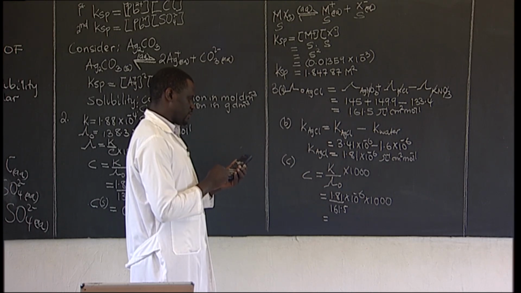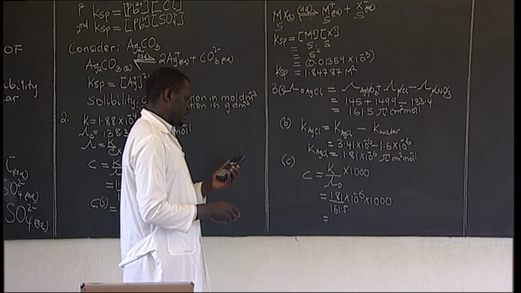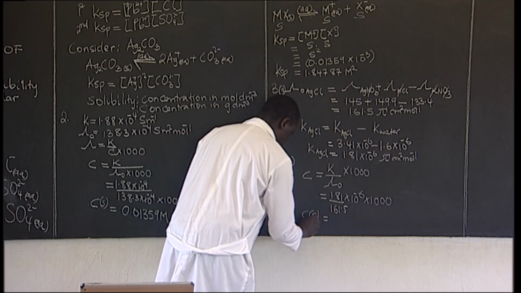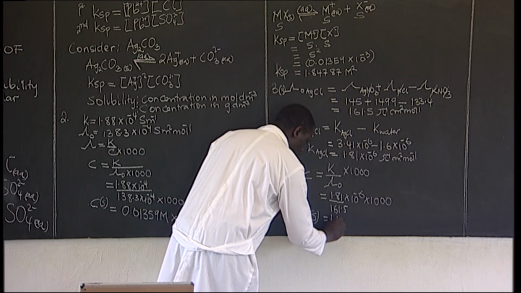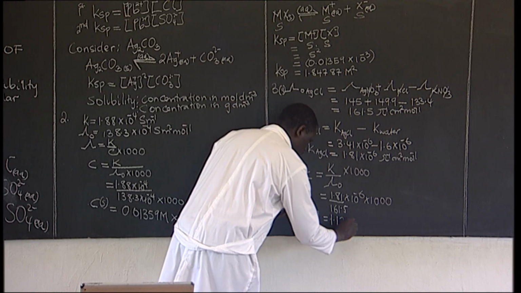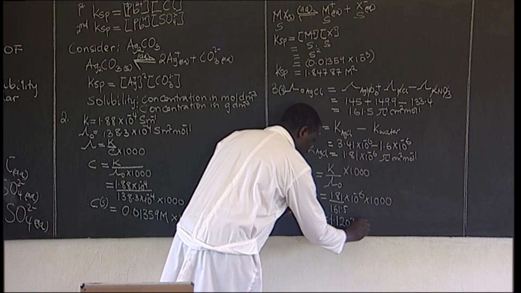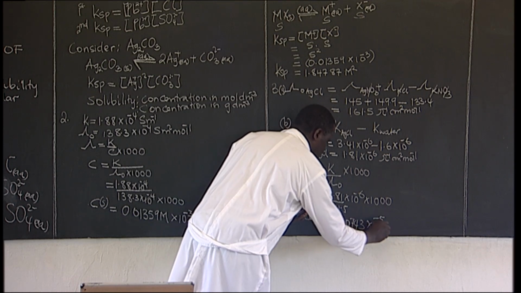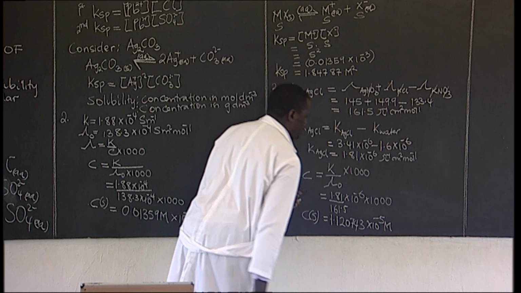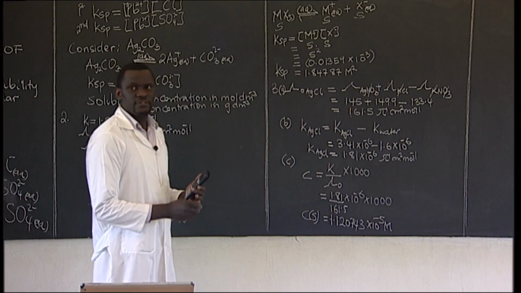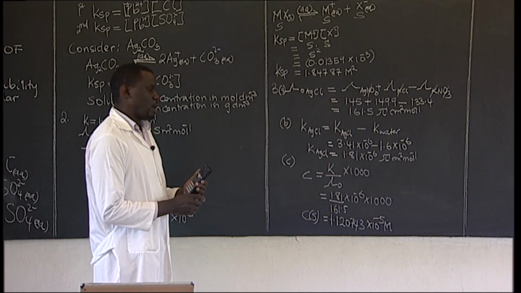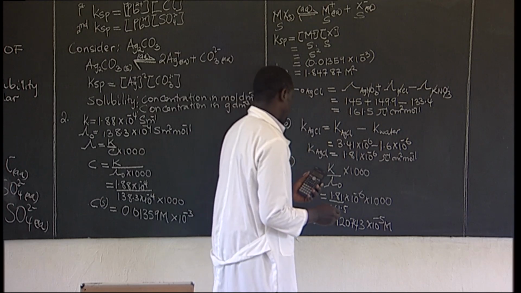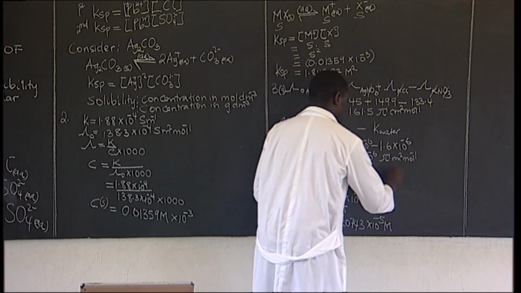So that's why we are always calculating. We are always what? Calculating. So our C, which is our solubility, is going to be 1.12074, and write many decimal places, times 10 to the power negative 5 mole. So that's our molarity. So now we want to get solubility in grams per liter. Grams per what? Per liter.